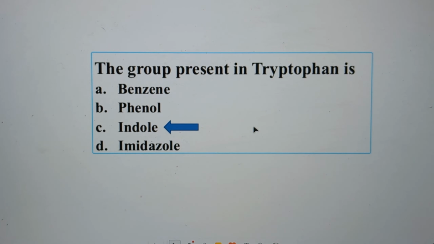We got a question. The group present in tryptophan is... Tryptophan mnemonic is TIA. Tryptophan has an indole ring and gives a positive aldehyde test. Therefore, option C is the correct answer.